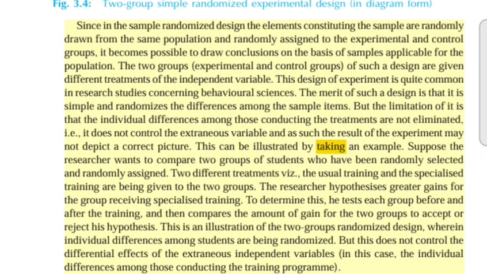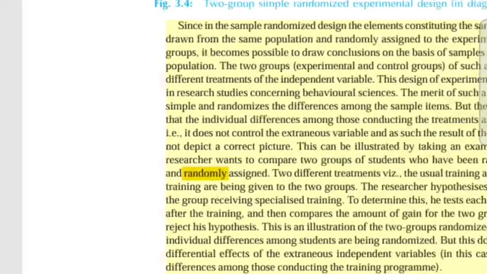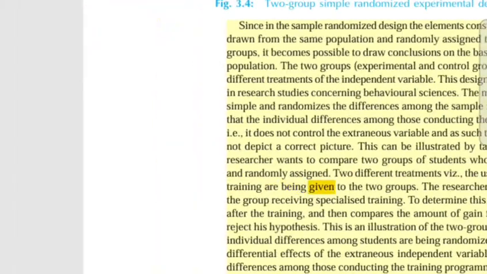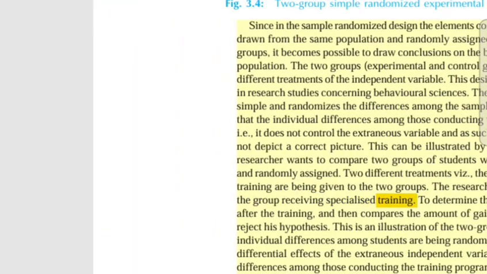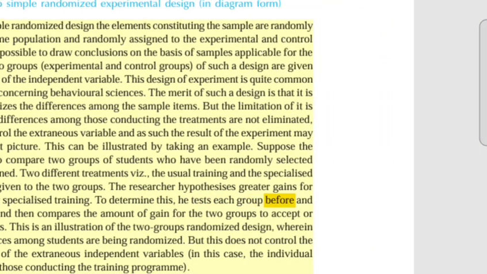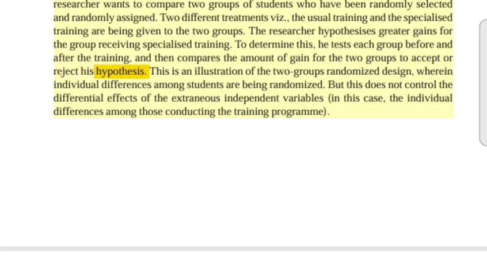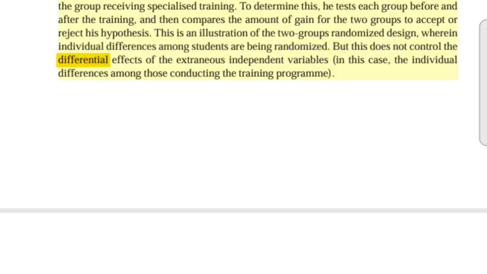This can be illustrated by taking an example. Suppose the researcher wants to compare two groups of students who have been randomly selected and randomly assigned. Two different treatments, viz. the usual training and the specialized training, are being given to the two groups. The researcher hypothesizes greater gains for the group receiving specialized training. To determine this, he tests each group before and after the training, and then compares the amount of gain for the two groups to accept or reject his hypothesis. This is an illustration of the two groups randomized design, wherein individual differences among students are being randomized. But this does not control the differential effects of the extraneous independent variables, in this case, the individual differences among those conducting the training program.